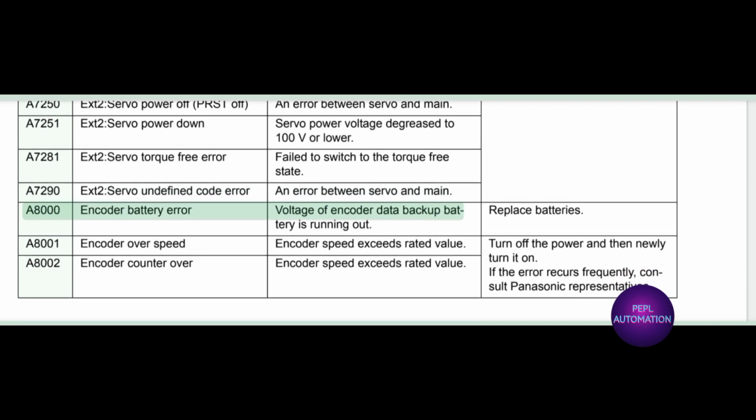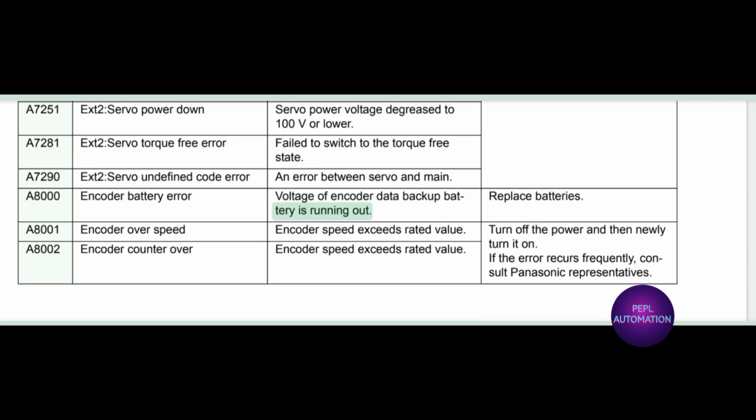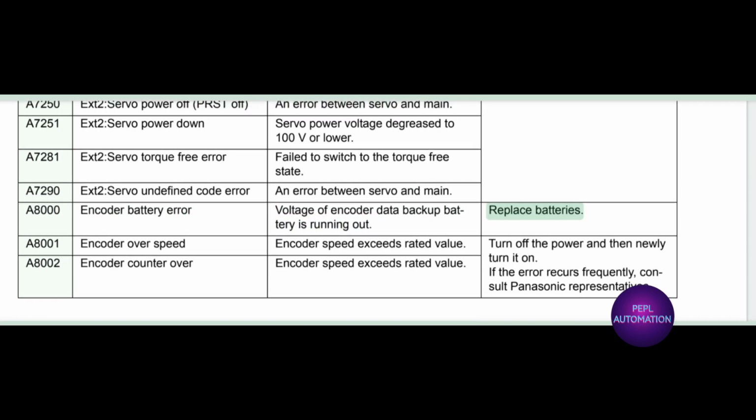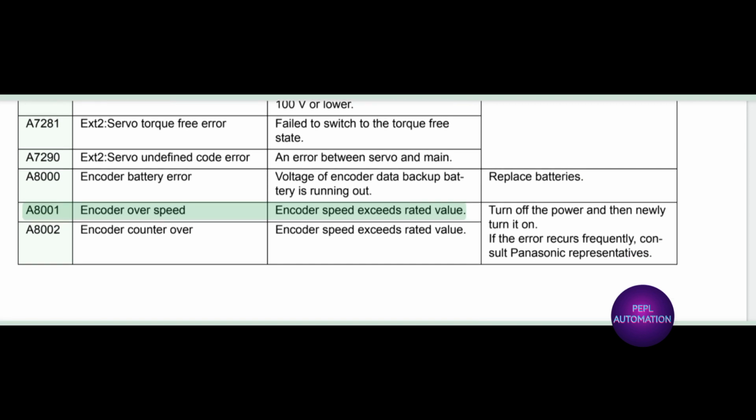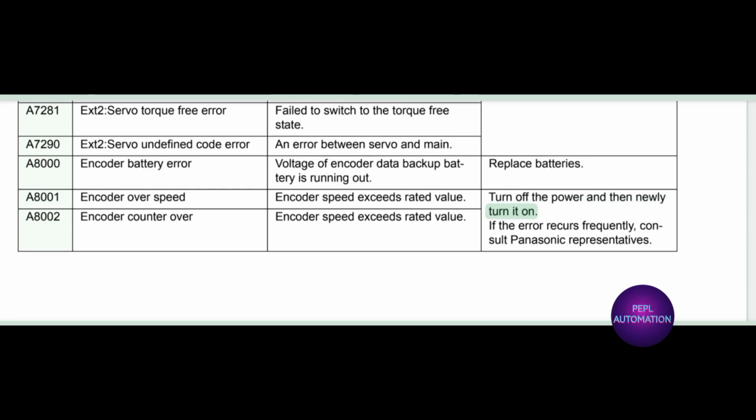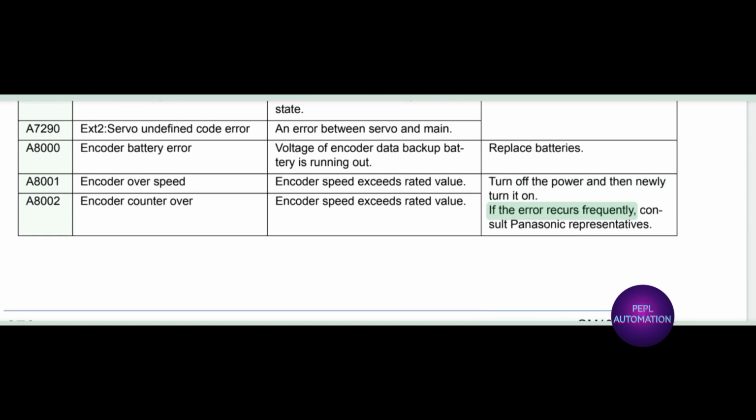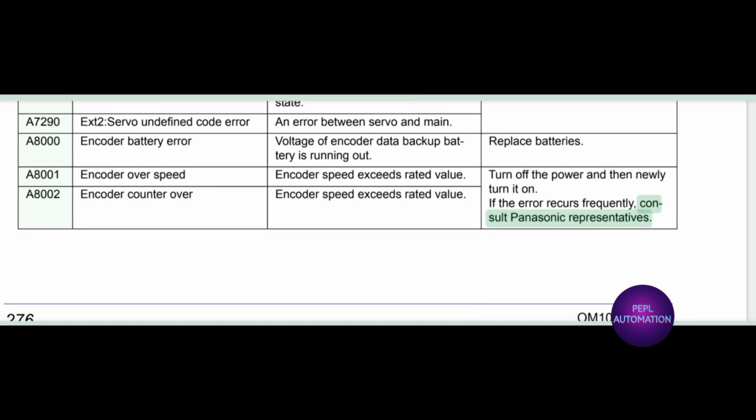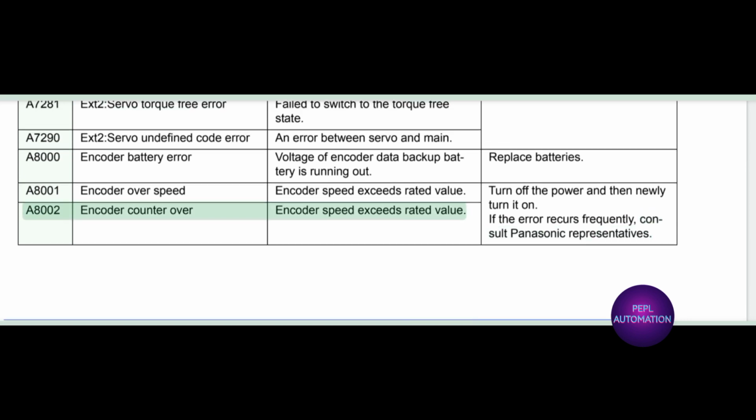A8000 encoder battery error. Voltage of encoder data backup battery is running out. Replace batteries. A8001 encoder overspeed. Encoder speed exceeds rated value. Turn off the power and then newly turn it on. If the error occurs frequently, consult Panasonic representatives. A8002 encoder counter over. Encoder speed exceeds rated value.